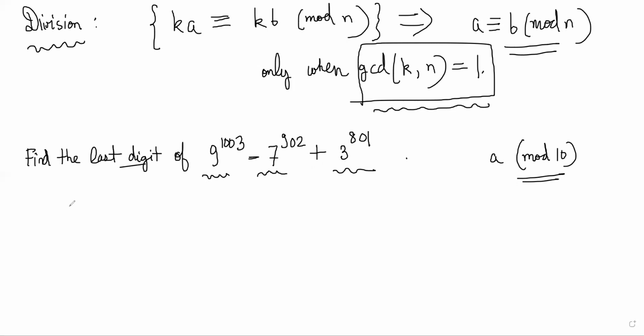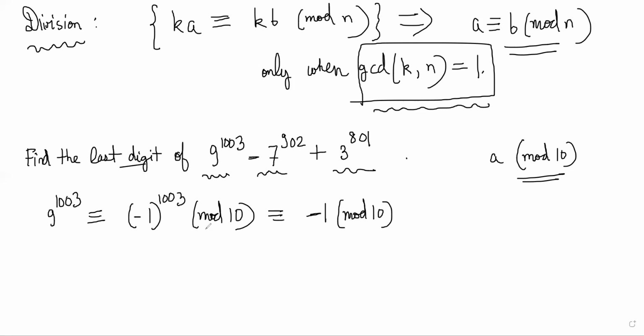If you think about it, 9 power 1003 is congruent to minus 1 power 1003 modulus 10, because 9 is congruent to minus 1 mod 10. So it becomes minus 1 mod 10, because minus 1 power 1003 is minus 1, which is the same as 9 mod 10. Saying that the remainder is minus 1 means the remainder is also 9 if you divide by 10, right?